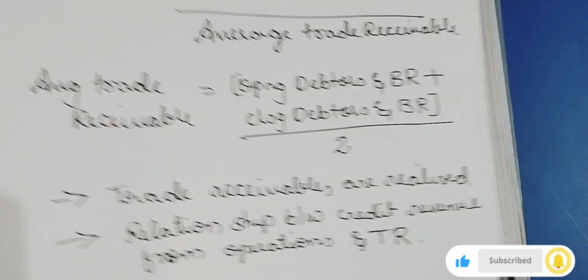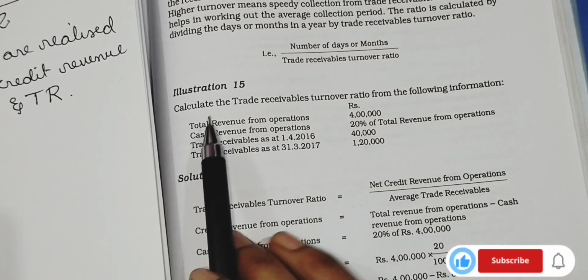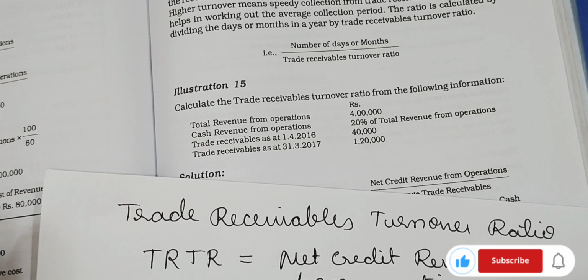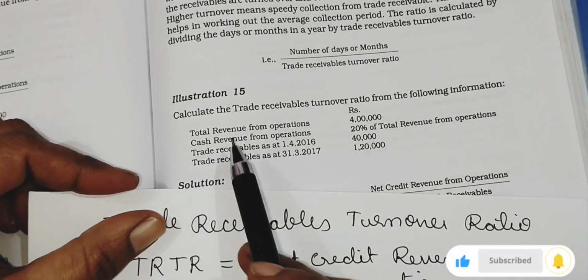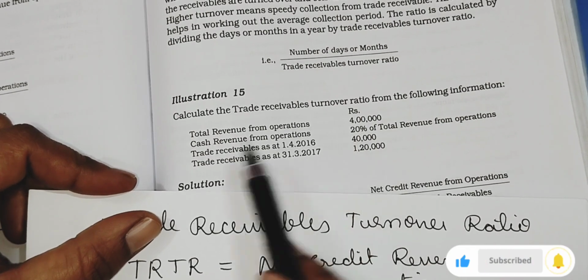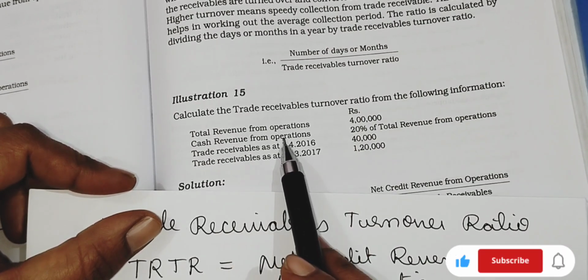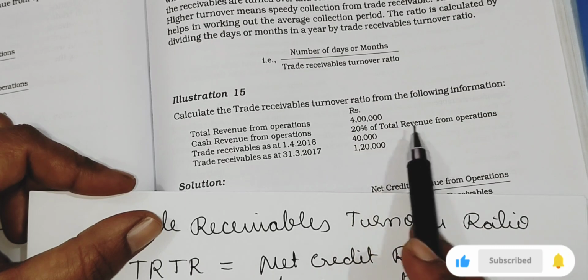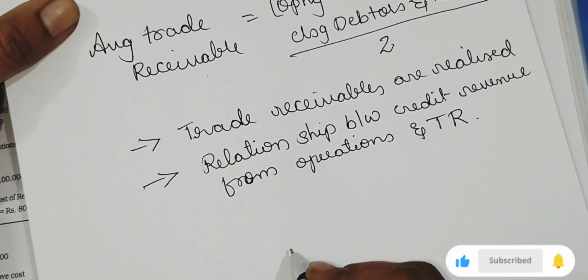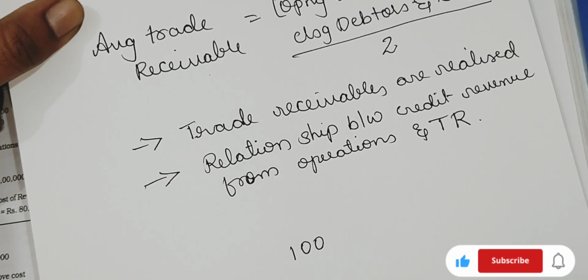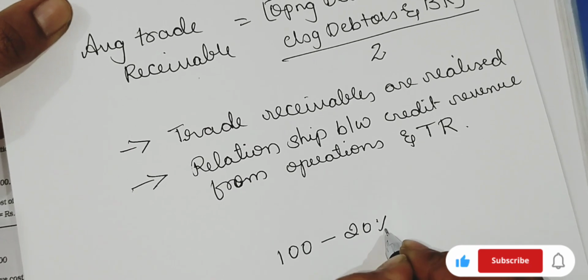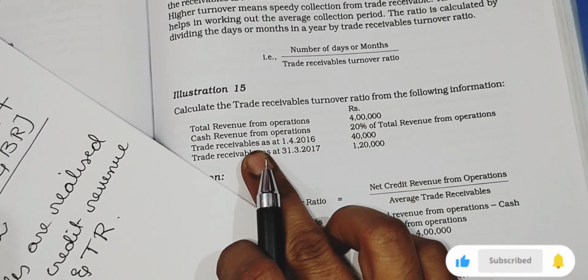Okay. Now let us understand with an example. Calculate trade receivable turnover ratio from the following information. Total revenue from operations is 4 lakh. Cash revenue from operations is 20% of total revenue from operations. So what does it mean? The total sales will be 100. Out of this 100, the 20% is the cash revenue.